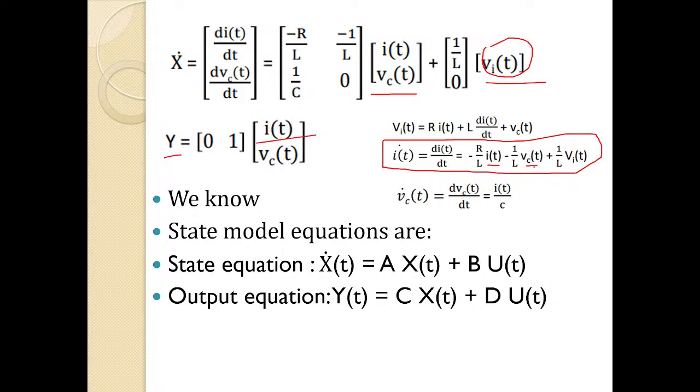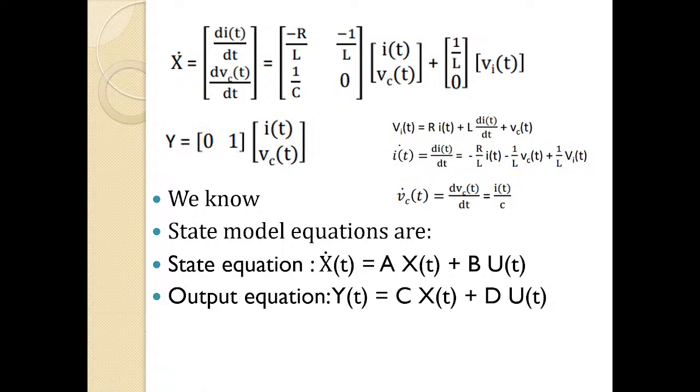We know the state variables I of t and Vc of t. There is no I of t term there at the output, therefore 0. Our coefficient of Vc of t is 1 and input is not there, so 0. Okay, so it's very simple.